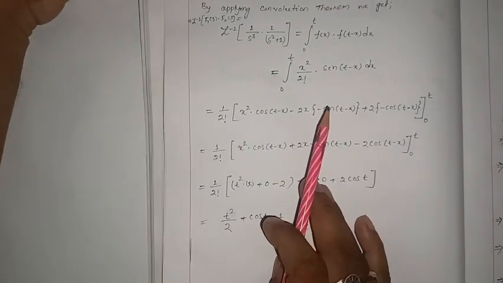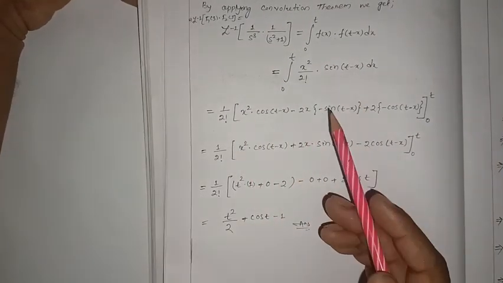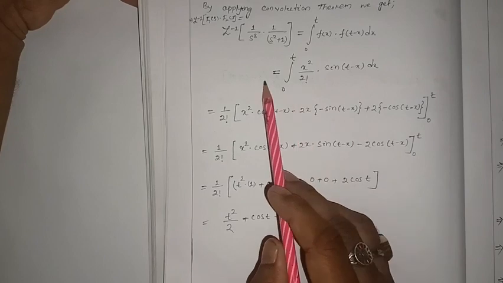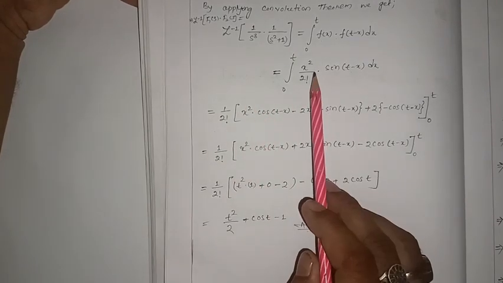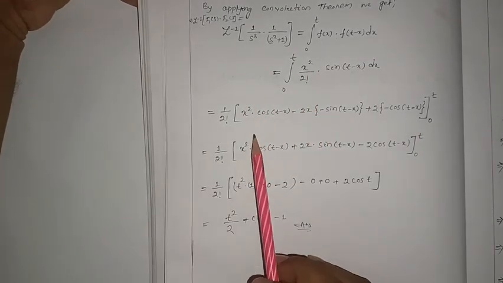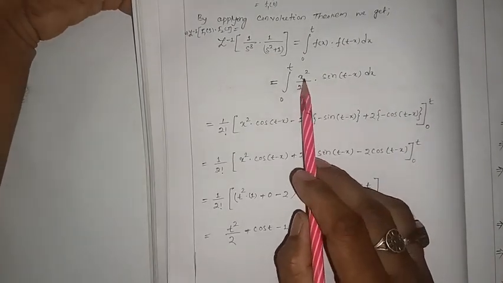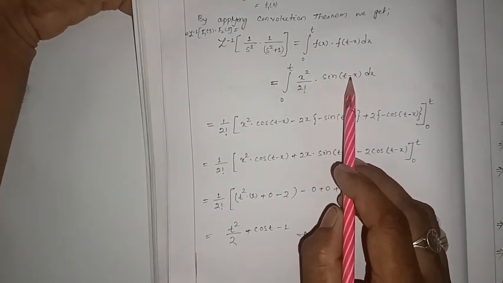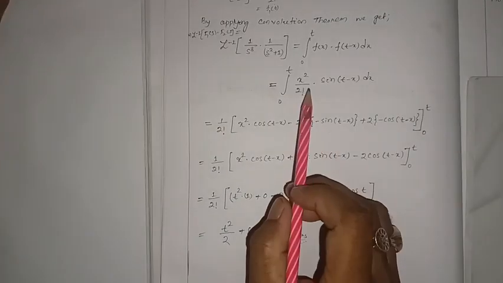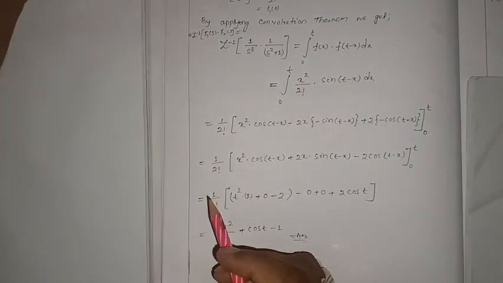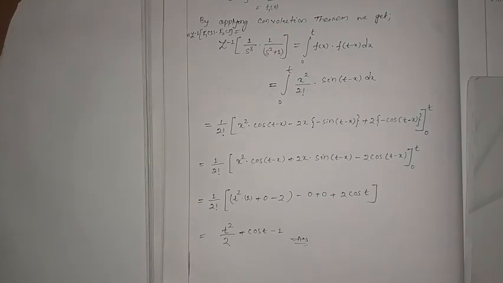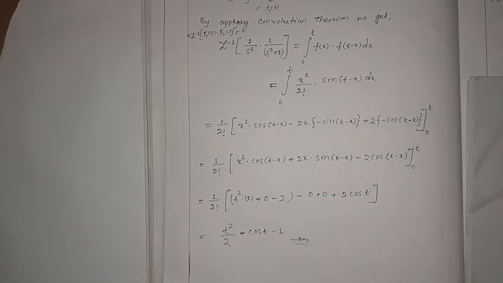Then we have to use the integration. So 1 by 2 factorial constant taken outside, we have to apply the by parts. X square into sin t minus x dx is there. Now this integration can be done by using by parts, but here I use the convolution function.